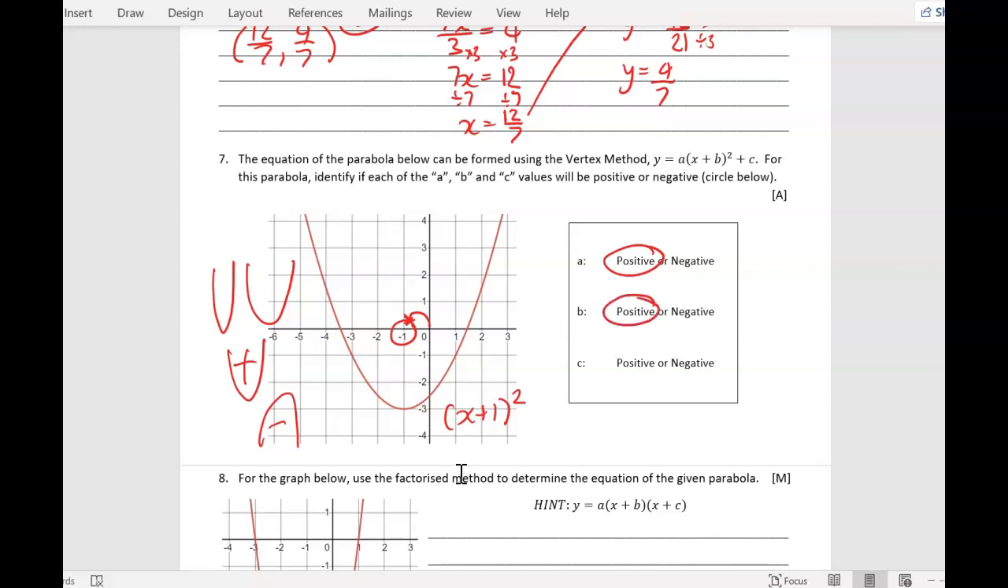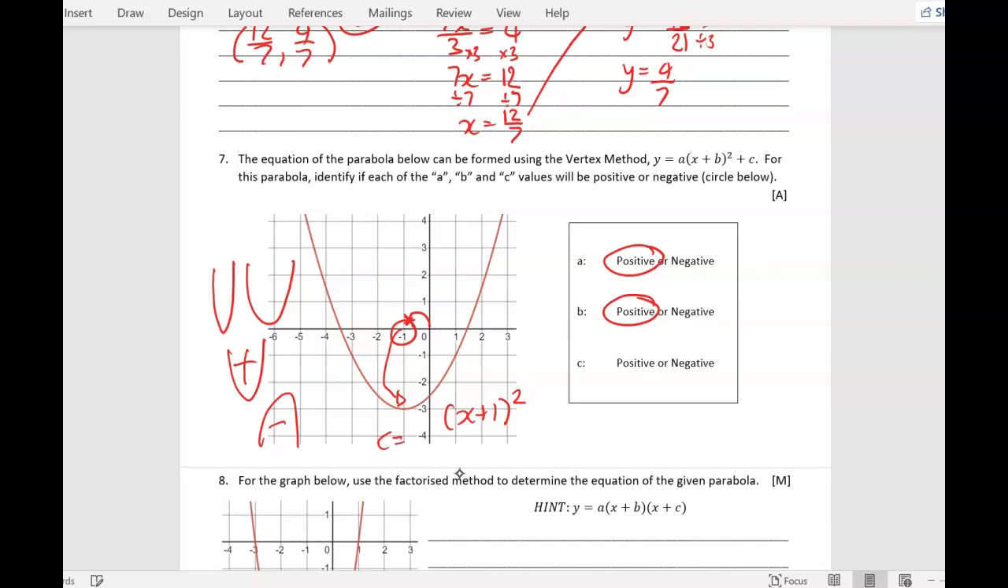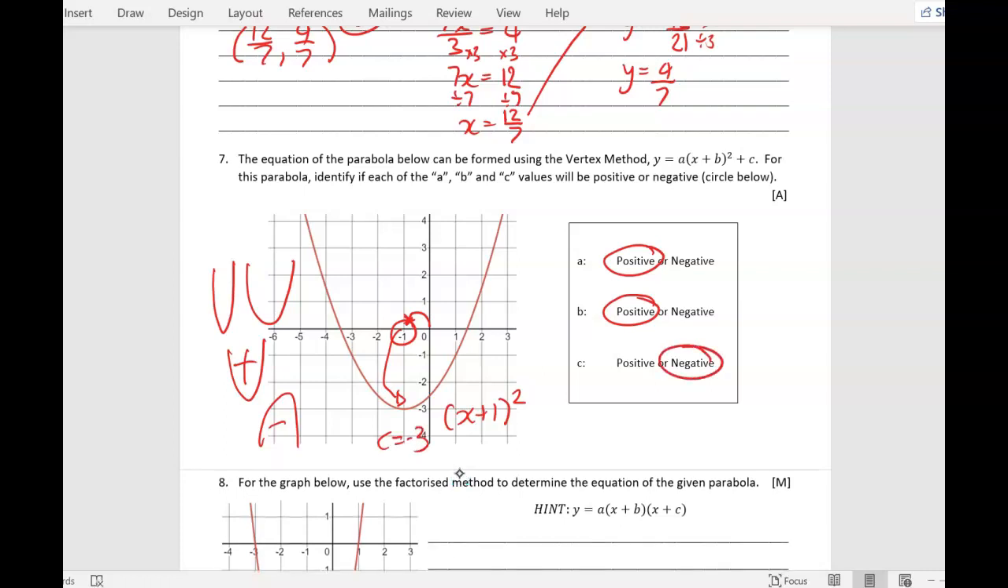And the c value relates to how much it moves up or down. It's been moved down to -3, which means c is going to be -3, which means it is the negative answer. If you got 3 out of 3 here, you did get achieved. I don't think there was a lot of room to give you any marks if you only got 2 out of 3 though. So that was that achieved question.